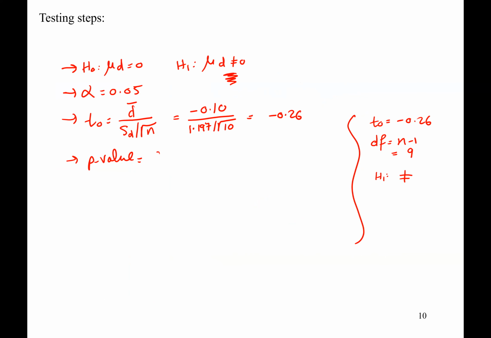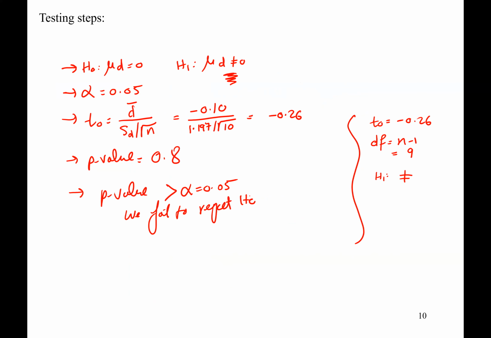P-value is 0.8. So the last step, take your decision. P-value is greater than alpha, which is 5%. So we fail to reject H0. It means the two tips are the same in hardness at 5% significance level. This is how to do a test using the paired t-test.